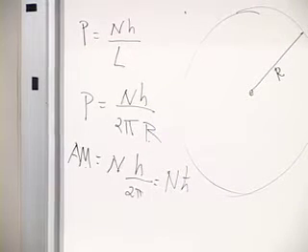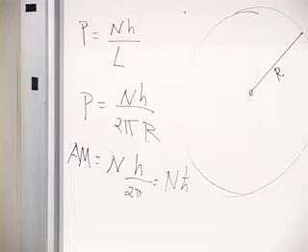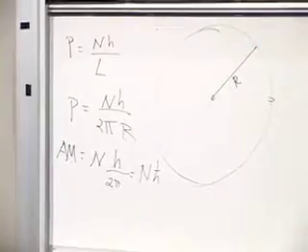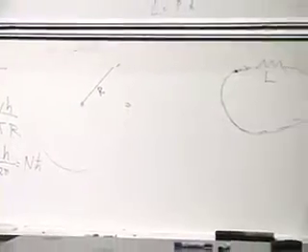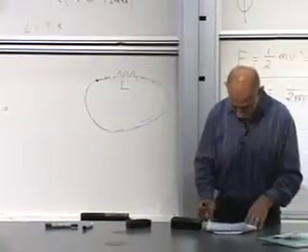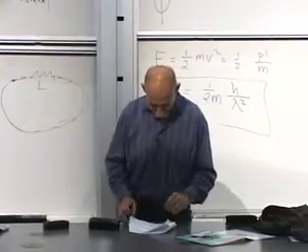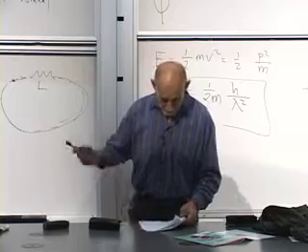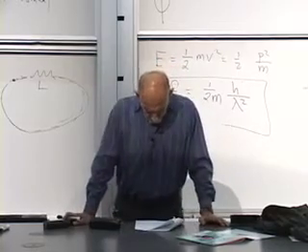All angular momenta come in units of h bar except when they don't. When they don't is when you have fermions, but we'll come to that. That's later, not tonight. There are exceptions to this rule.